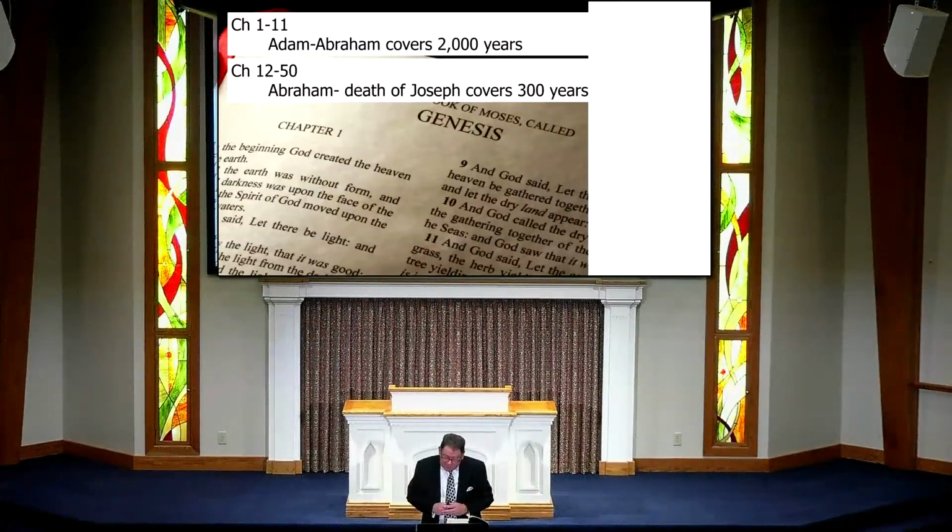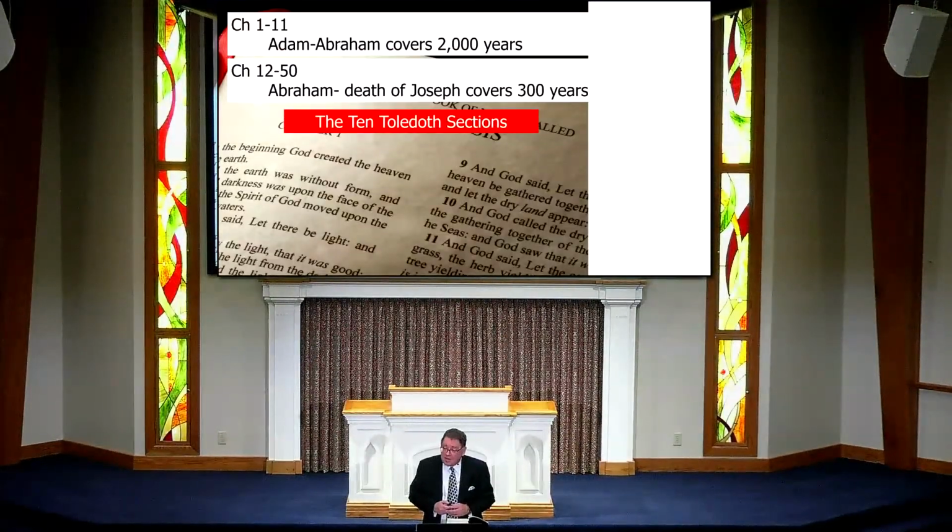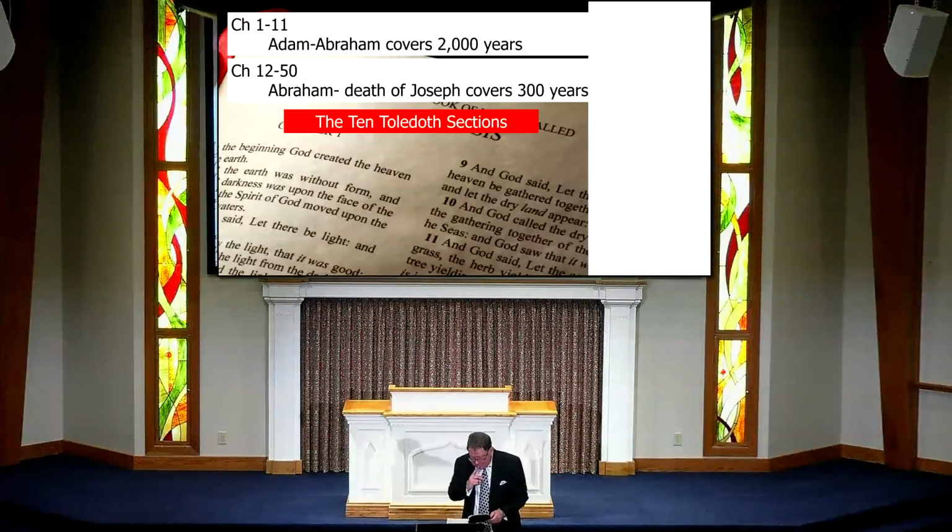And that's interesting. There are 10 sections that are called Toldoth. I probably didn't say that right. But that means generations or account. Let me just run through these. I think they're on the outline, but let me just show them to you. Chapter 2, verse 4. This is the account of the heavens and the earth. Chapter 5, verse 1.